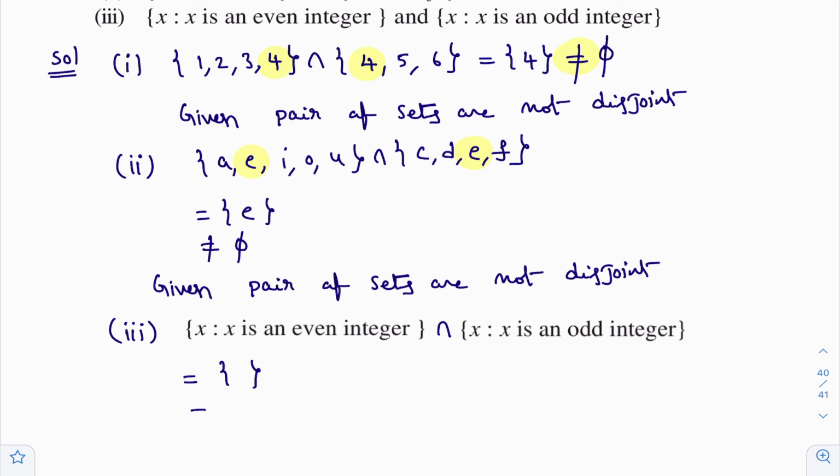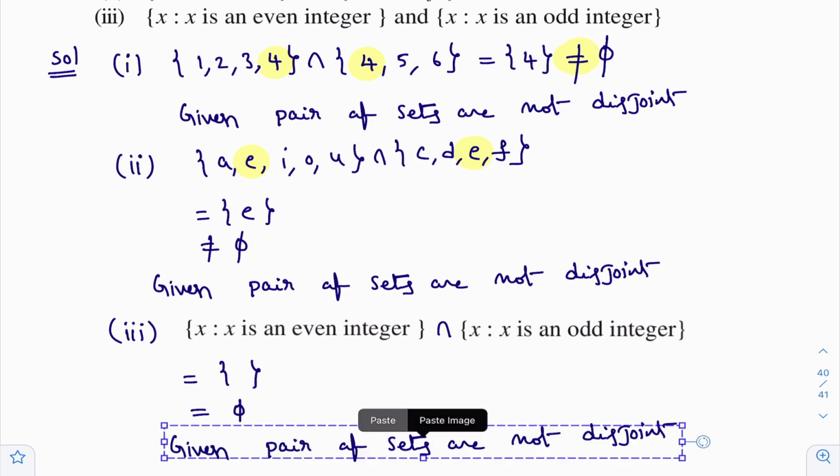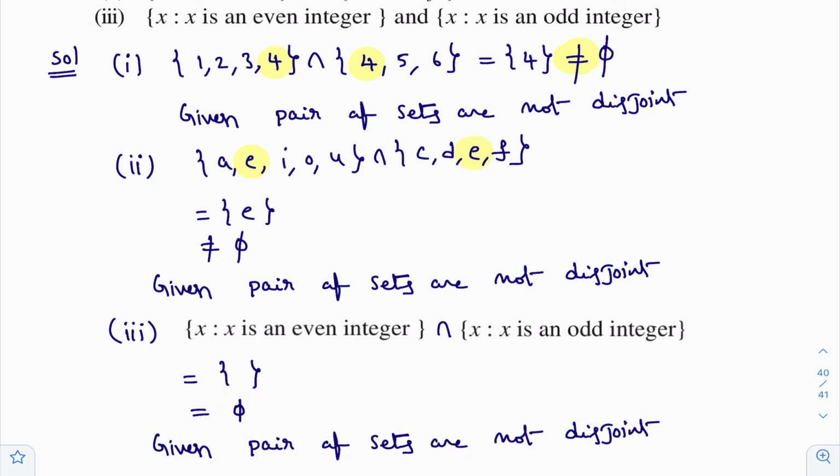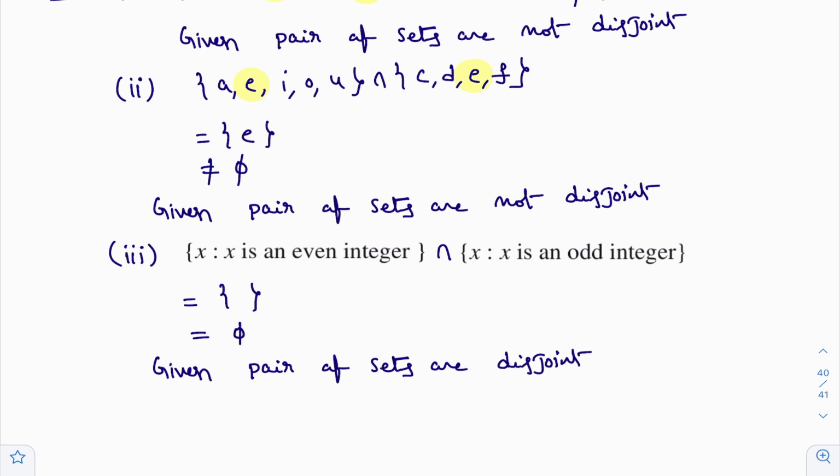As you got their intersection is the null set, what can we say? We can say that the given pair of sets are disjoint.